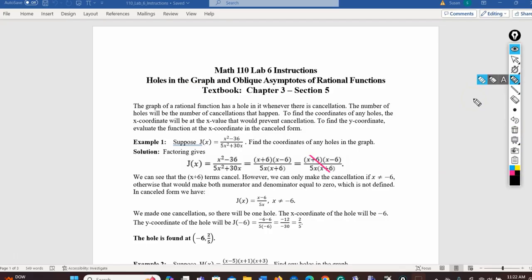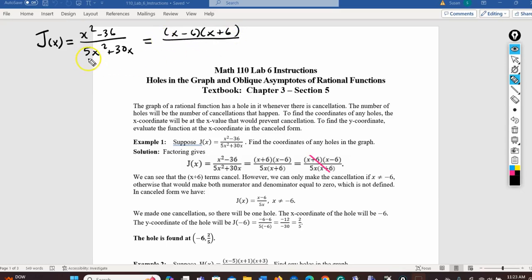So let's look at this first one, j of x. It has x squared minus 36, and then 5x squared plus 30x. If you're going to see if there's any holes, you need to see where there's cancellation. And to see cancellation, you're going to have to factor it. Now that numerator factors easily. It's x squared minus 6 squared, so it's going to be x minus 6 times x plus 6.